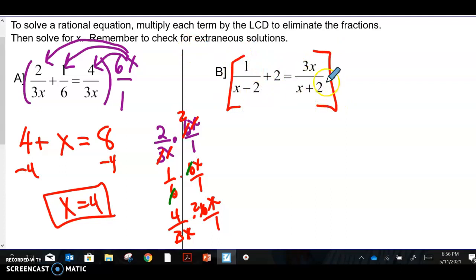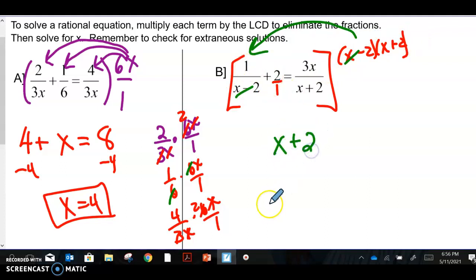Here, my common denominator is x minus 2 times x plus 2, my two denominators that I have here. This denominator is really 1. When I take this times this, the x minus 2 crosses out. I'm left with 1 times x plus 2. Well, that's x plus 2, right?